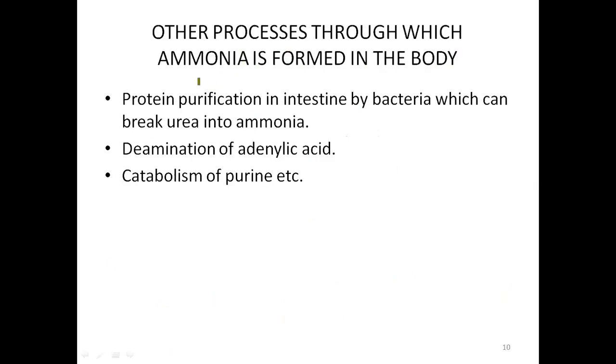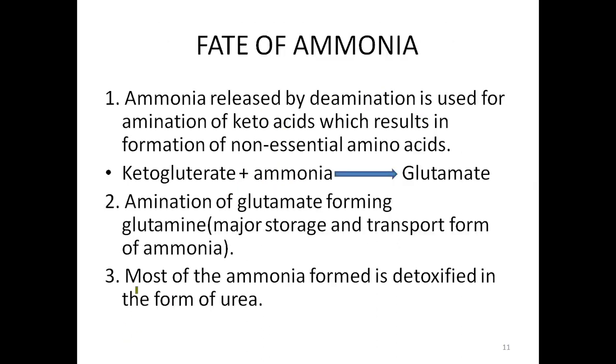Now, apart from this transamination and deamination of amino acids, there are also other methods where there is formation of ammonia. One is in the intestine where the bacteria degrade urea into ammonia, that is one thing, and deamination of adenylate acid also results in formation of ammonia. And catabolism of purines also results in formation of ammonia.